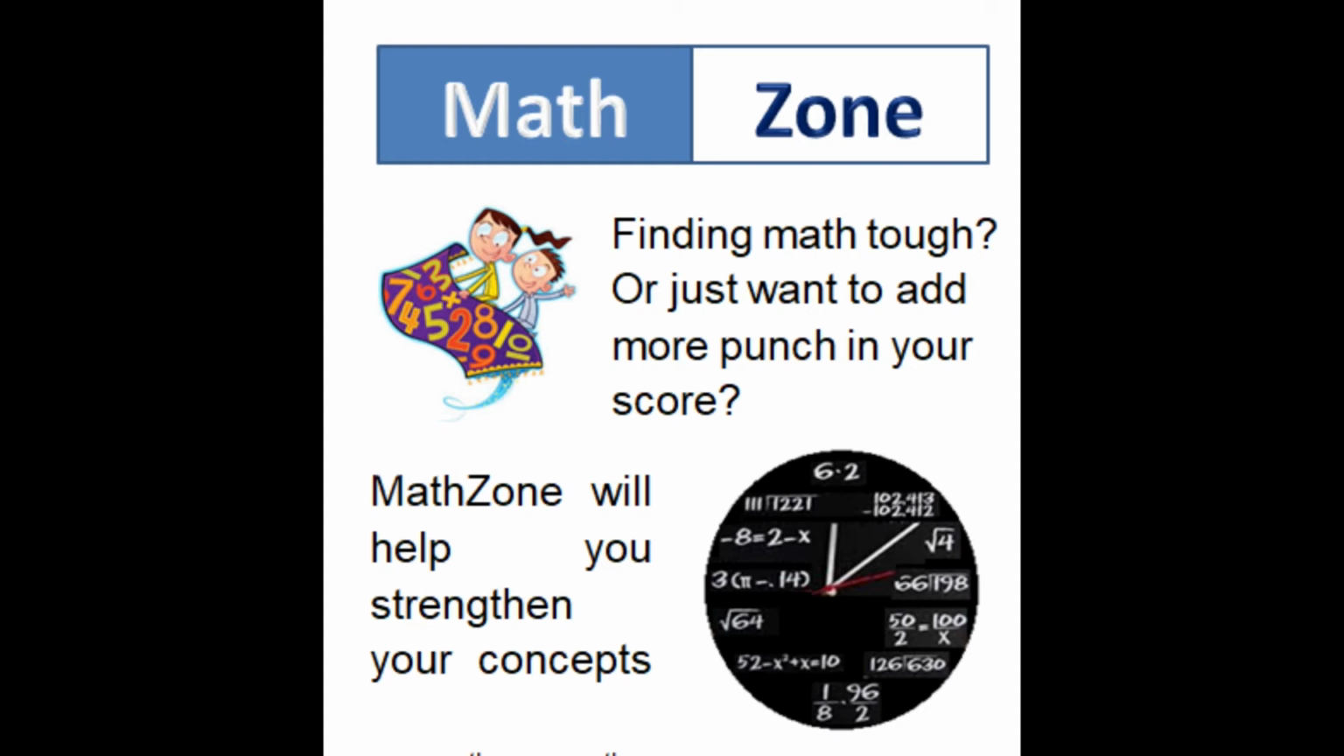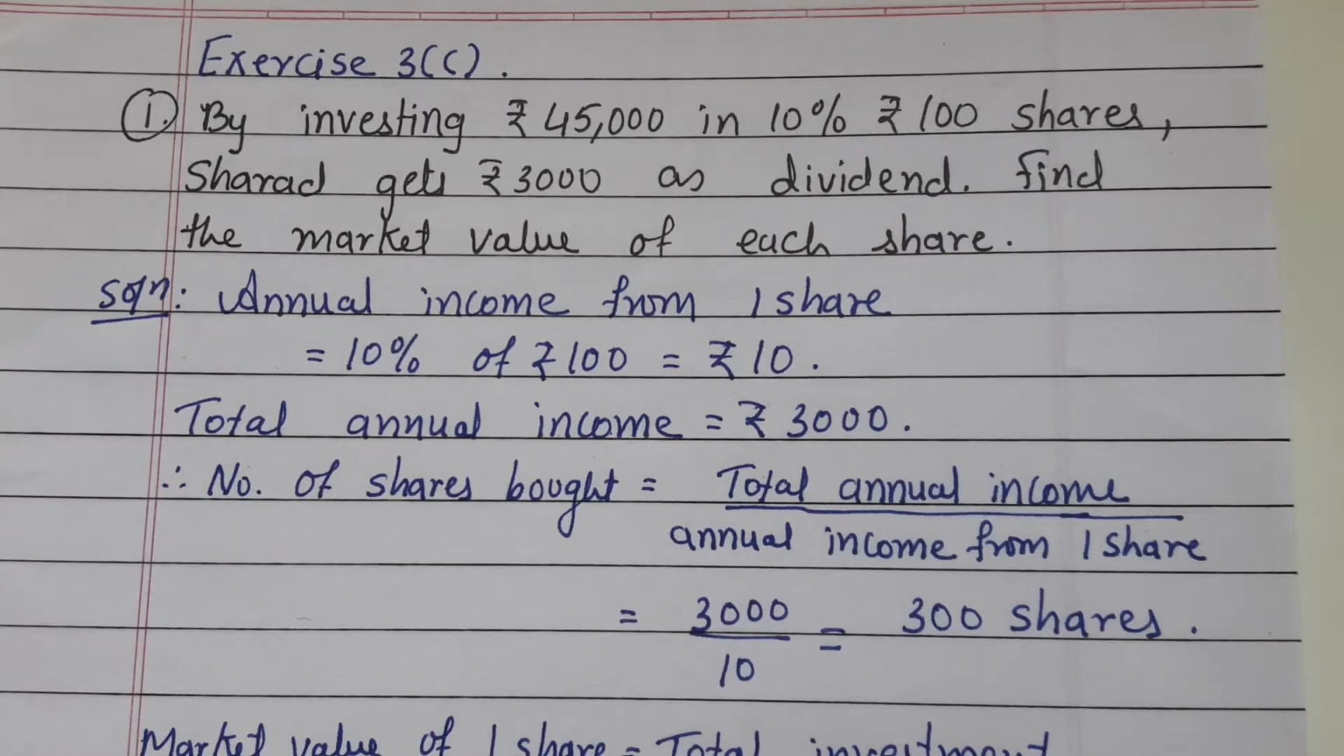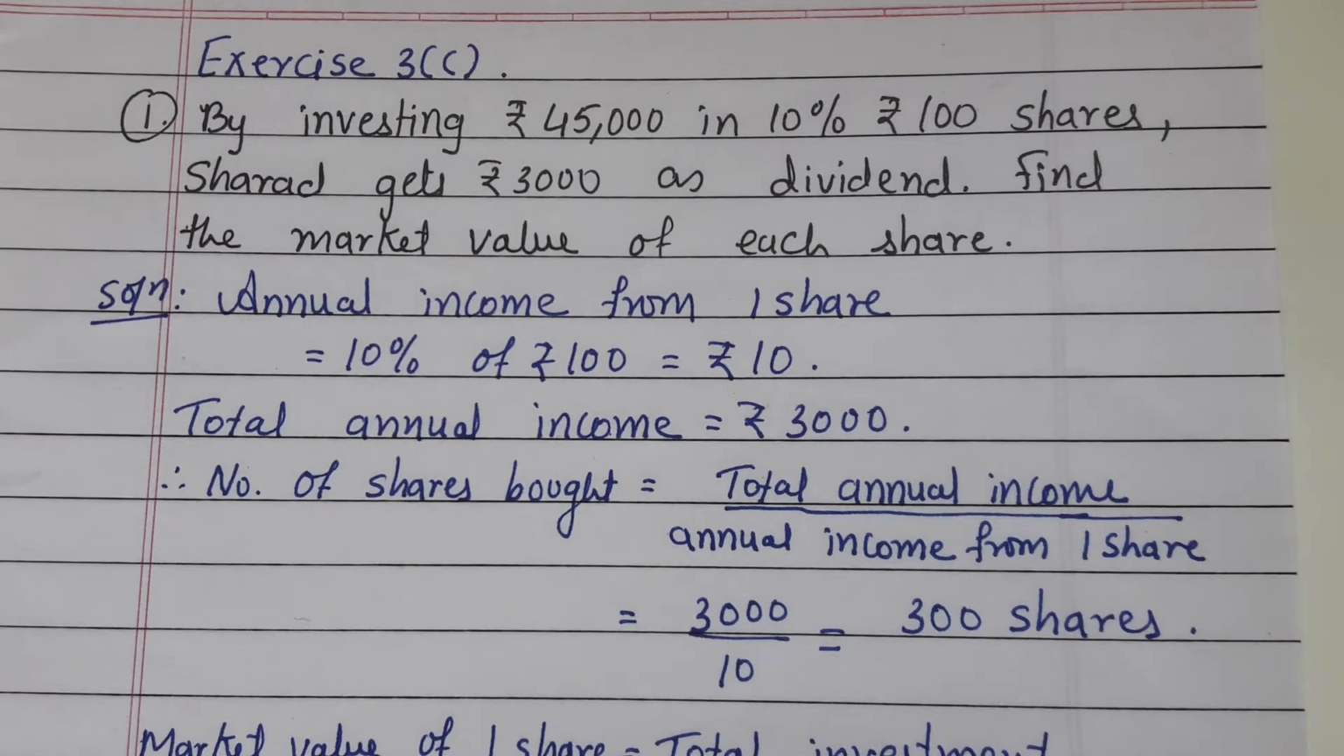Selena, Class 10, Chapter 3, Shares and Dividend. Exercise 3C. Sum number 1. By investing rupees 45,000 in 10% rupee 100 share, Sharad gets rupees 3,000 as dividend. Find the market value for each share.